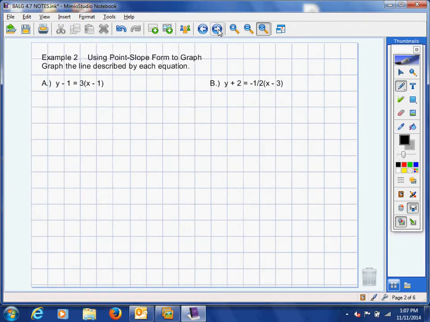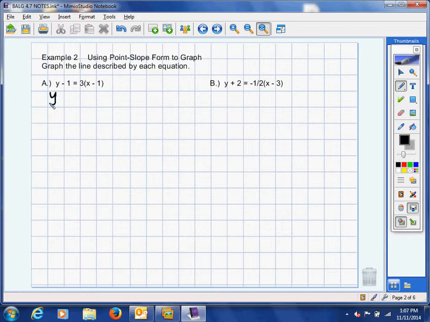Let's flip to the next page and let's talk about example 2. We're actually going to use point-slope form to graph, and so we're going to graph the given lines, and let's start with letter A. We have y minus 1 equals 3 times the quantity x minus 1.